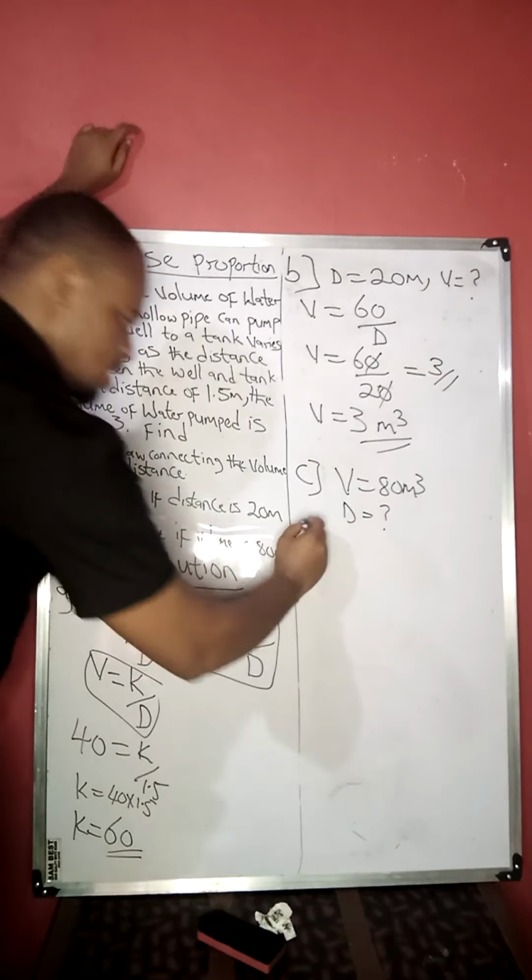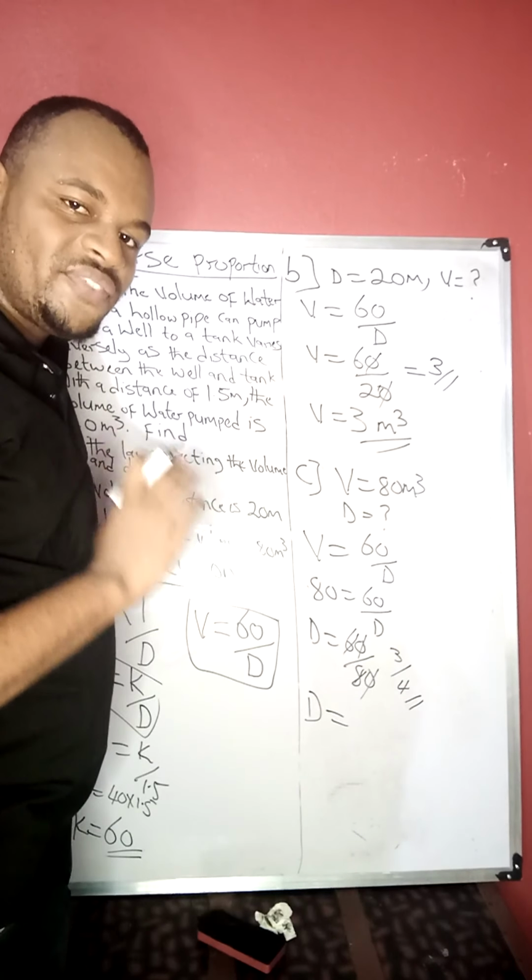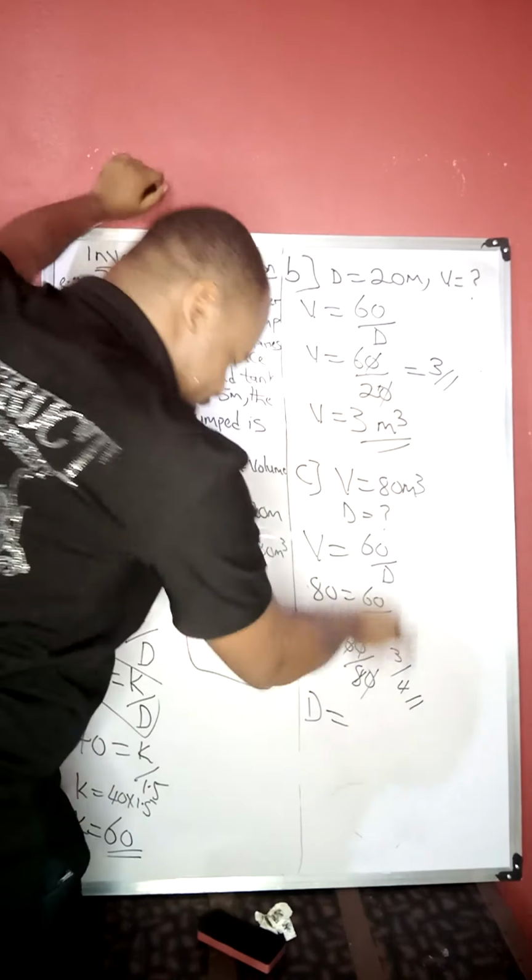Cross multiply. Just take D here, bring your 80 here. So I'll be having my D to be equal to 60 over 80. If I divide, 2 here is 3, 2 here is 4. So I'm having 3 over 4. So my D is equal to, you can write in fraction or you convert to decimal. I prefer converting to decimal. It is better. If you convert to decimal, it's 0.75. So my D is 0.75. What's the unit for D? Meter.